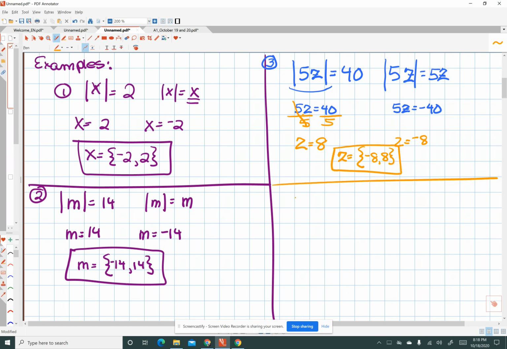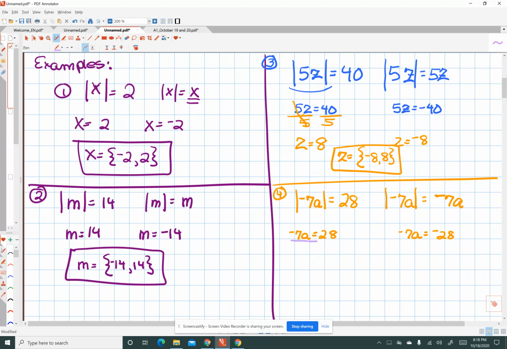Our next example, fourth example, the absolute value of negative 7a equals 28. So the absolute value of negative 7a is negative 7a. So we'll set that equal to positive and negative 28. Negative 7a equals 28, and negative 7a equals negative 28.